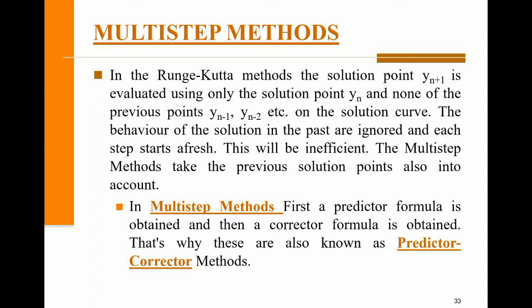You have seen in the Runge-Kutta category, we have only evaluated the value of yi plus 1 by considering the values of xi and yi. So no previous step value we have involved in the solution. Now if we involve the previous step values in our solution, we will get more accurate results. So this is done by the multi-step methods category. So let us learn.